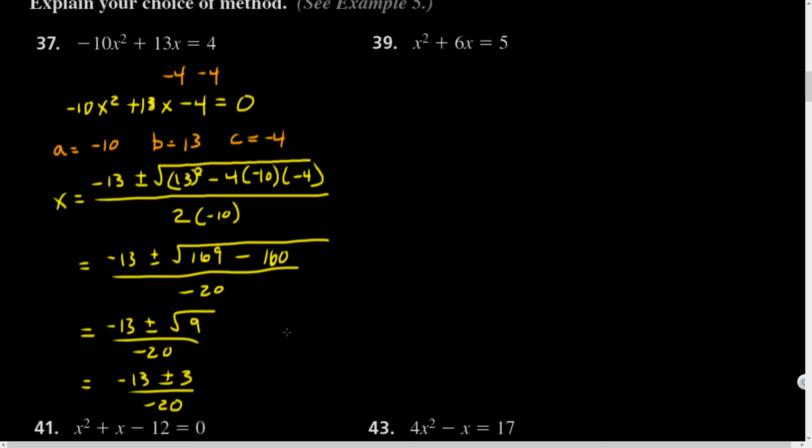All right, so what are my answers? X equals negative 13 plus 3 is negative 10. Negative 10 divided by negative 20. Positive a half. Negative 13 minus 3 is negative 16. Negative over negative is still positive. 16 over 20. 4 goes into both of them. So four fifths. Boom. And yeah, the fact that these had no radicals left over meant that the original problem was technically factorable. All right, this one.